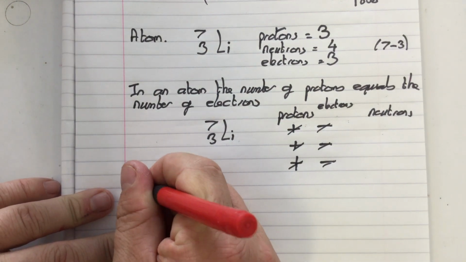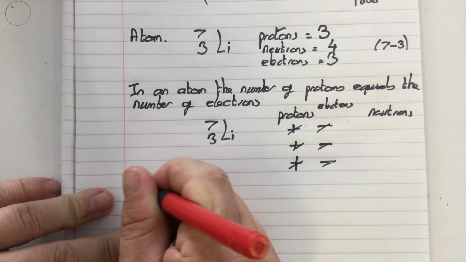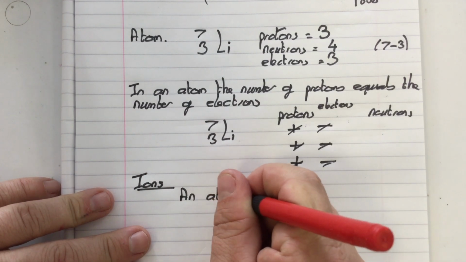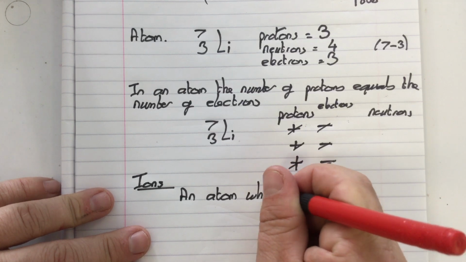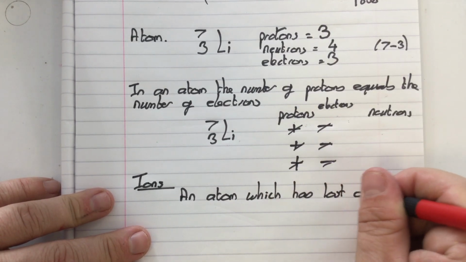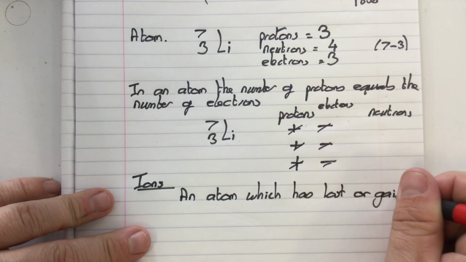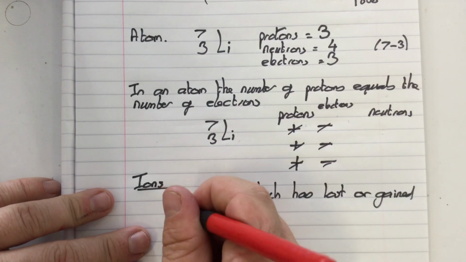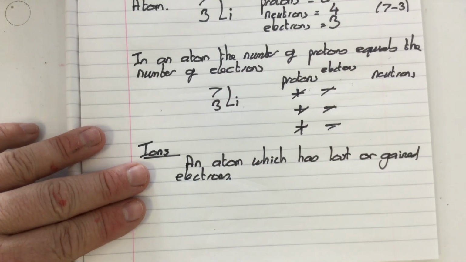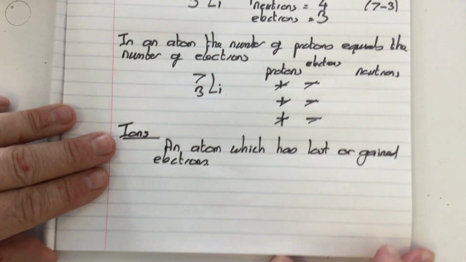Now, if we look finally for today at ions, that means an atom which has lost or gained electrons. An atom which has lost or gained electrons.